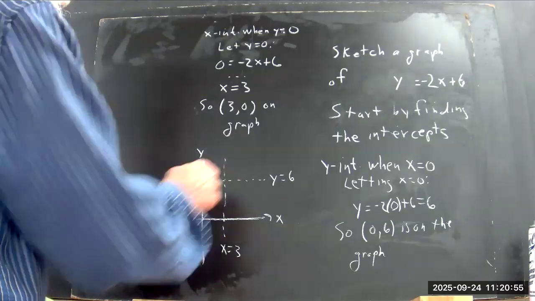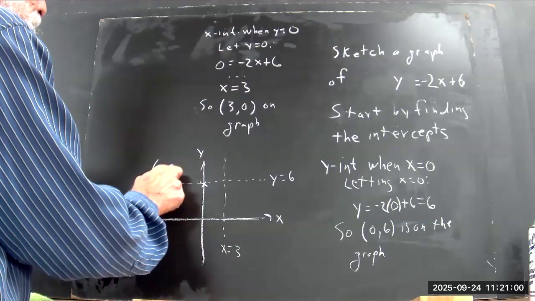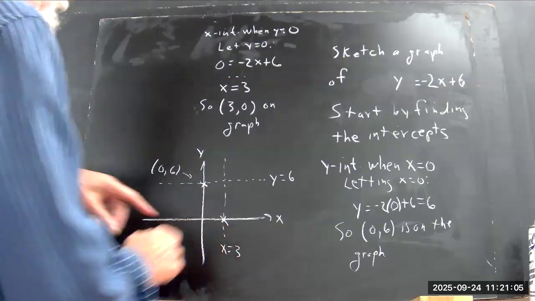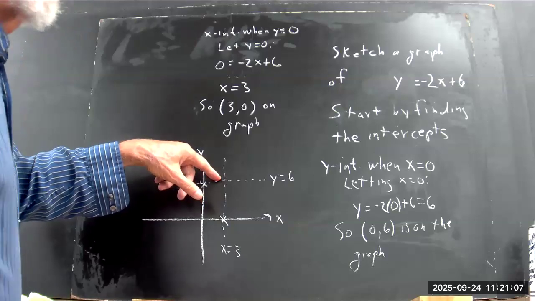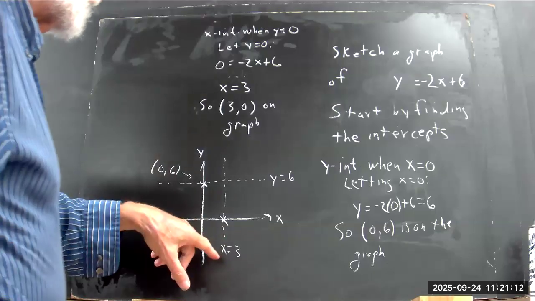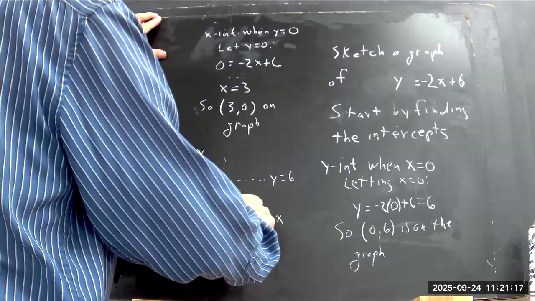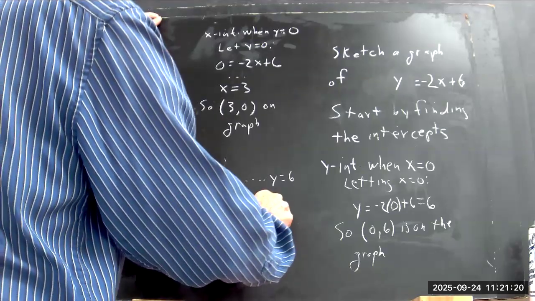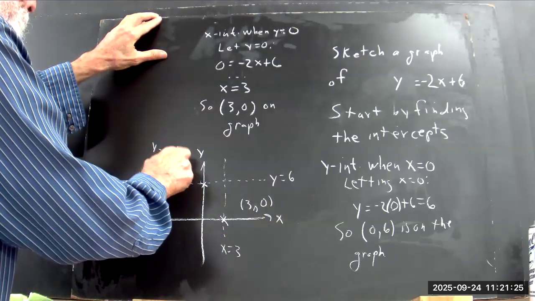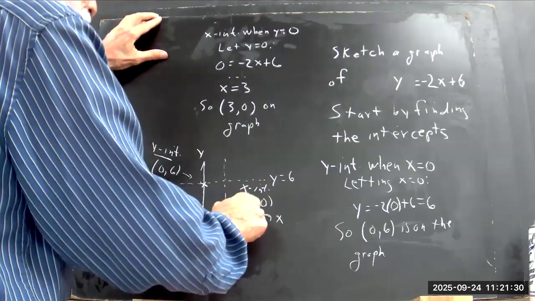Anyhow, you don't have a point here. You have a point here. That's your point (0, 6). And you don't have a point here. You have a point here. I sometimes see people make a point up here, and that point has nothing to do with this graph. Okay. When x is 3, y is 0. So this is a point (3, 0). So this is your y-intercept. This is your x-intercept.